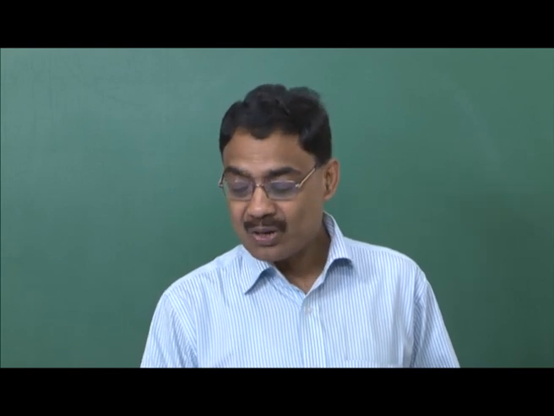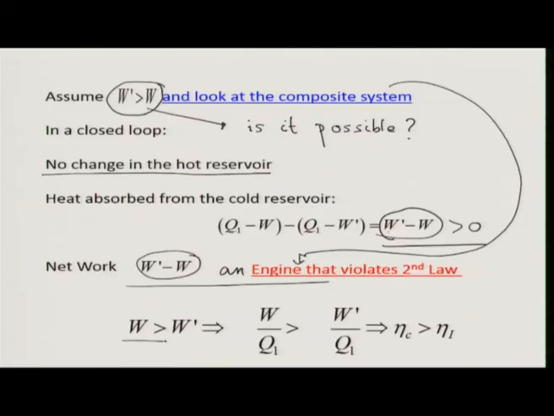So it violates the second law, which means W is always greater than W prime. Otherwise, I will violate the second law. This implies W by Q1 is greater than W prime by Q1. What is this quantity? This quantity is nothing but the efficiency of the Carnot engine when it is operated as an engine. And what is this quantity? This quantity is the efficiency of the irreversible engine, which I am already using as an engine.